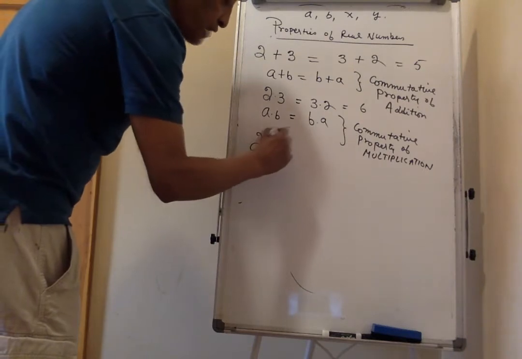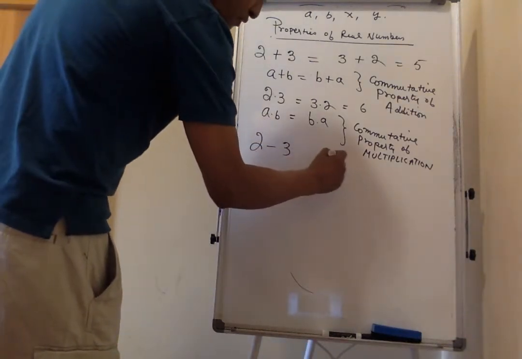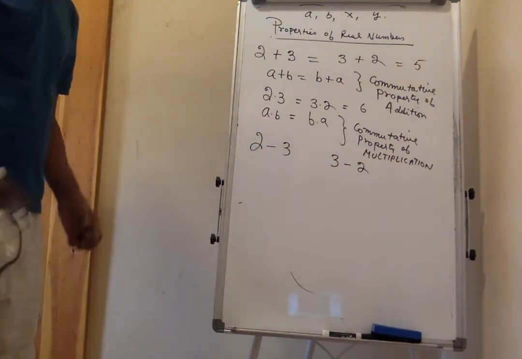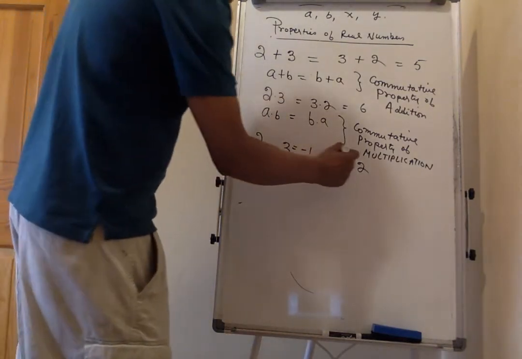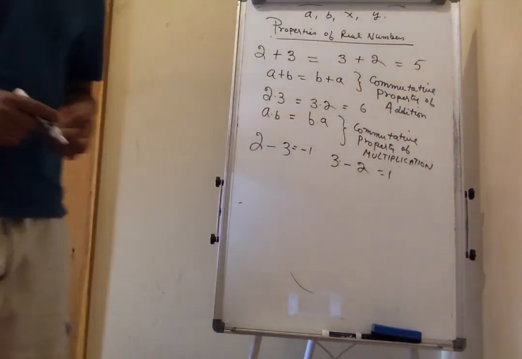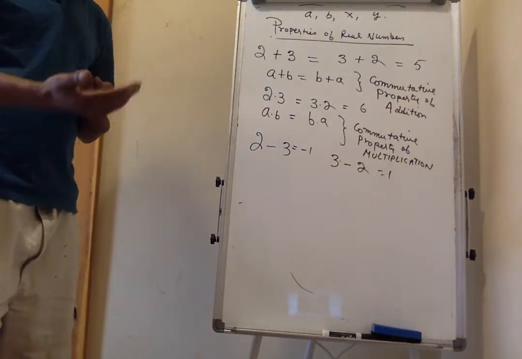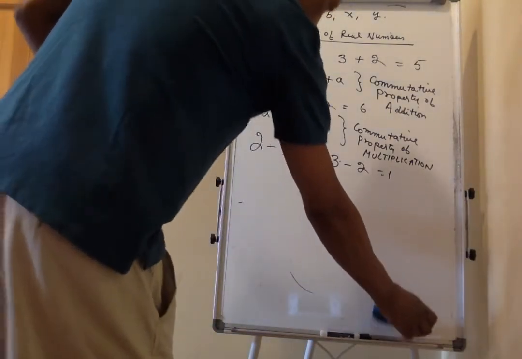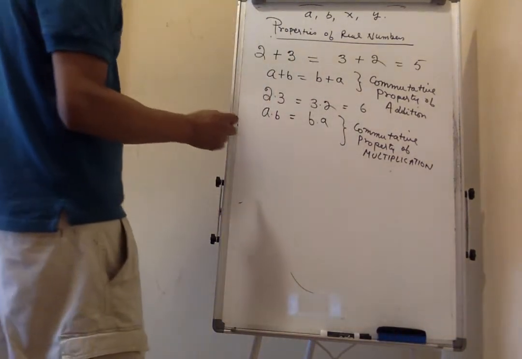Now, if I subtract 3 from 2, is that the same as subtracting 2 from 3? And as you can see, 2 minus 3 is negative 1, and 3 minus 2 is 1. So you're getting 2 different outcomes. What does that tell us about subtraction? Subtraction is not commutative. Okay? You can't switch the order and get the same outcome in subtraction. So subtraction is not commutative.